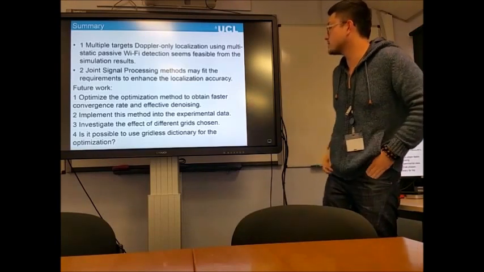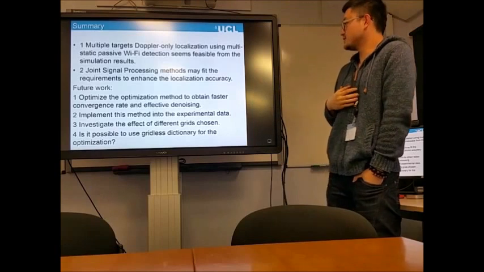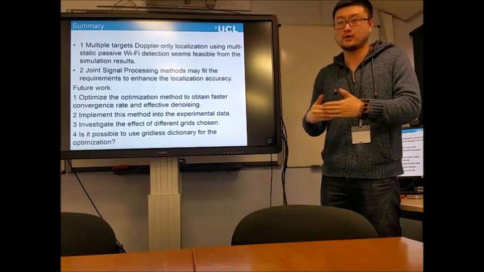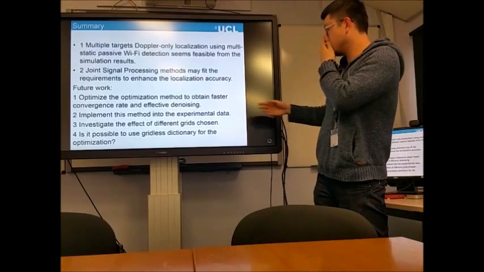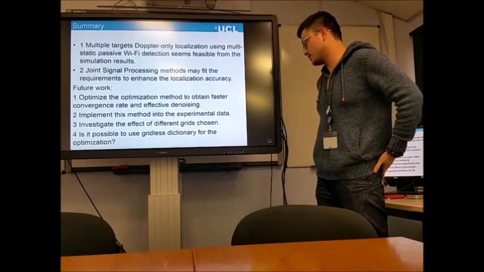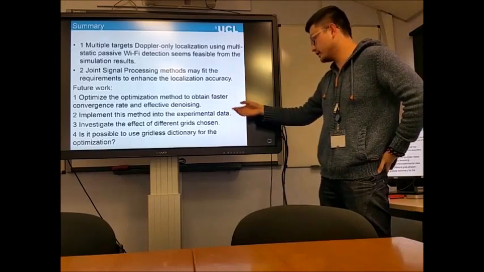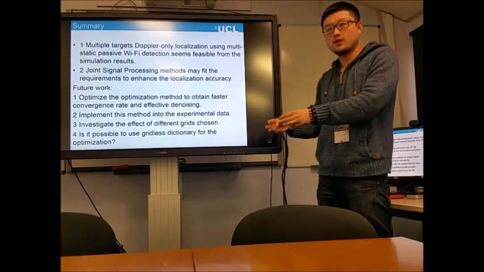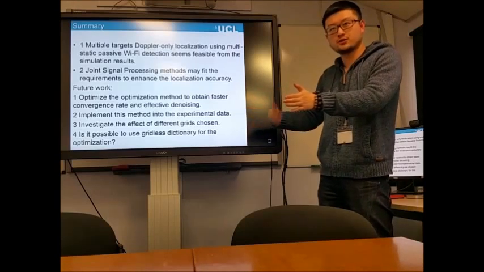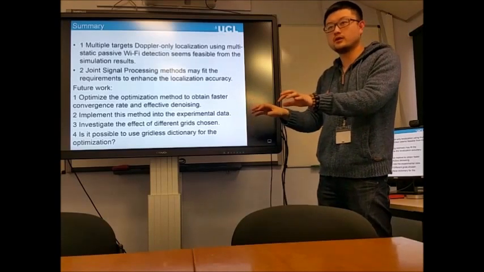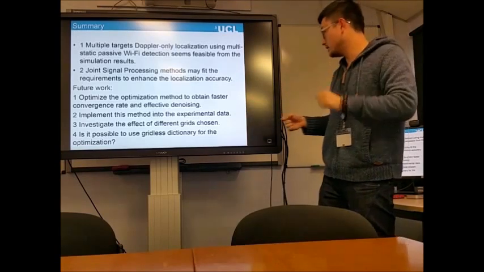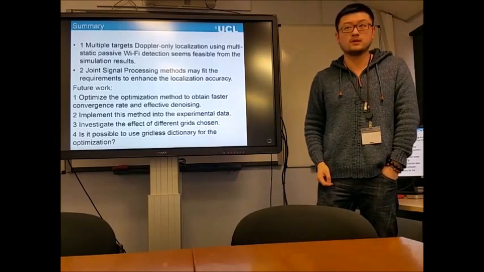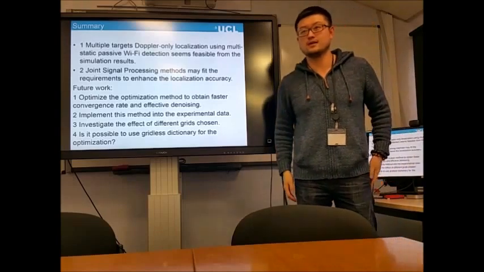And there will be some future work. First, the optimization needs to be faster, and for the convergence rate and effective denoising, we should do the theoretical analysis. The second is we implement this method on experimental data, and we investigate the effect of different grids chosen. What's the resolution of the grid? Is a uniform grid more suitable to this problem, or is a non-uniform grid more suitable? And the next is, is it possible to use a gridless dictionary for this optimization? Yeah. Thank you. That's all.